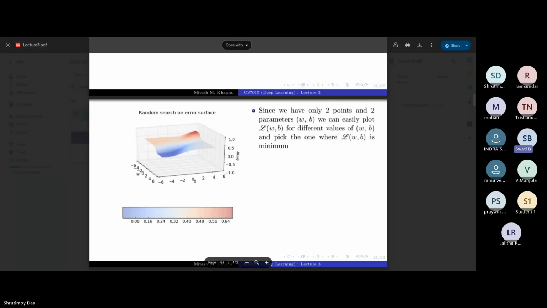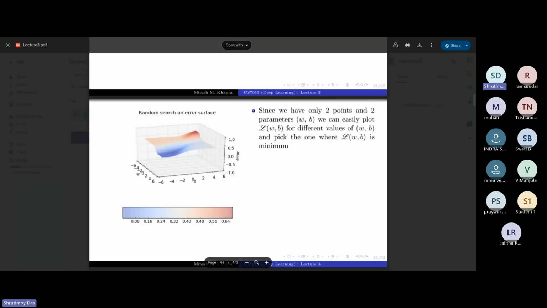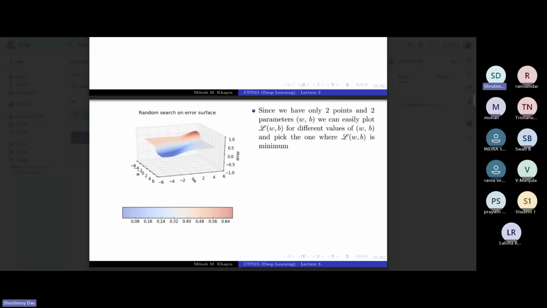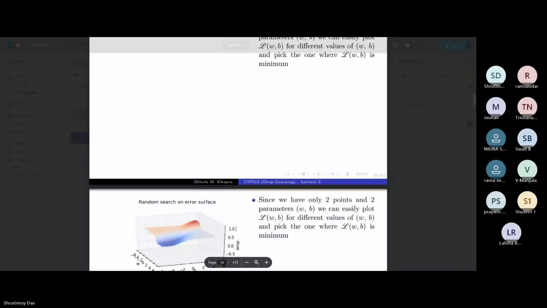And in the legend at the bottom, it starts from 0.08 till 0.64. This is just a description of how you can interpret this. Blue color, more red means it is more large. Okay, got it.